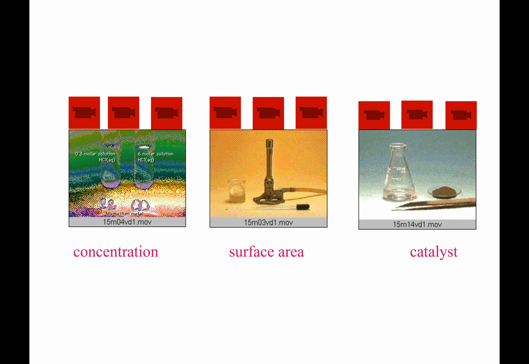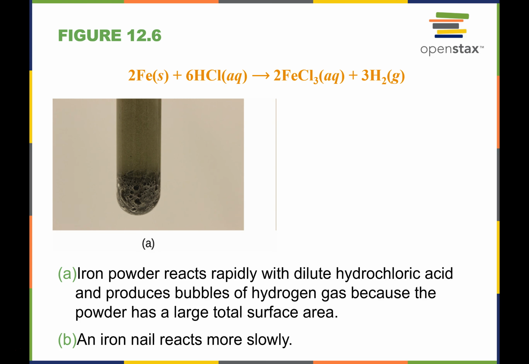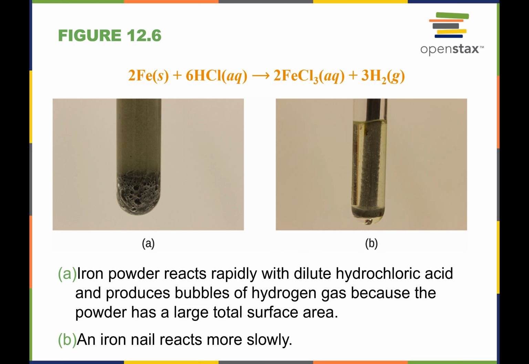So let's check out these videos. Left one is dilute HCl, and wait a minute. It's not the HCl. This one is ground up iron, and this one is iron in a nail. So the HCl is the same in both, but you see greater reactivity here because of the surface area, the chopped up iron versus the nail.